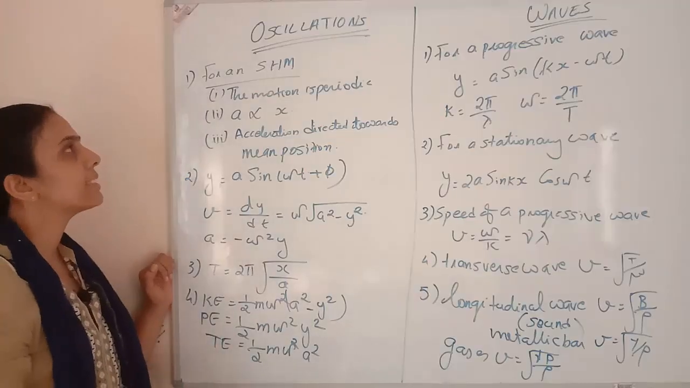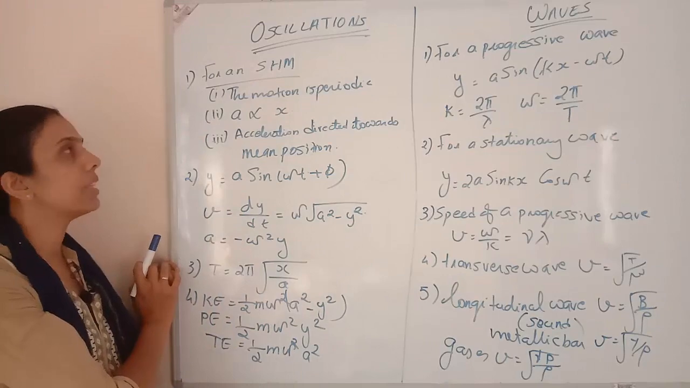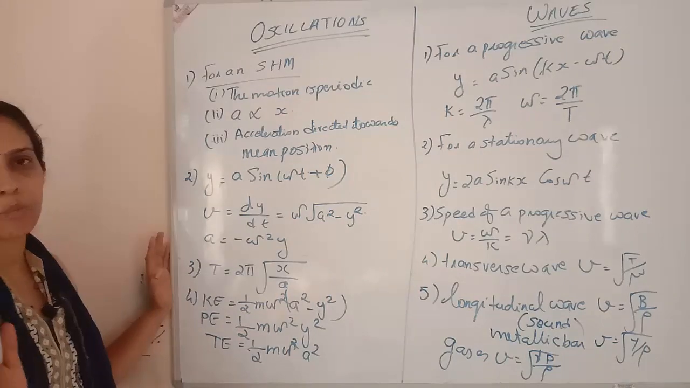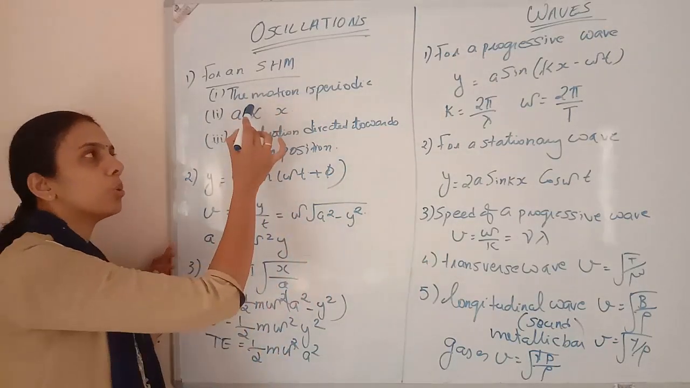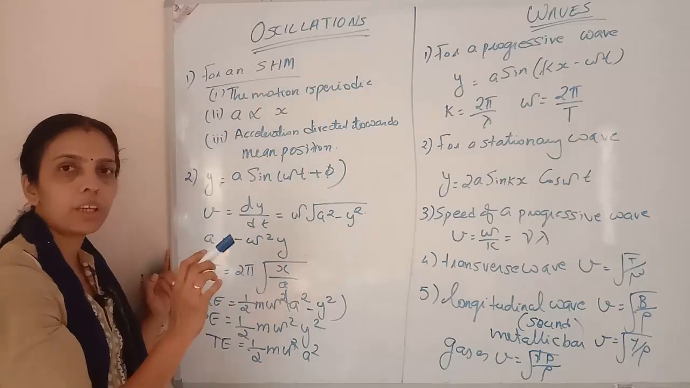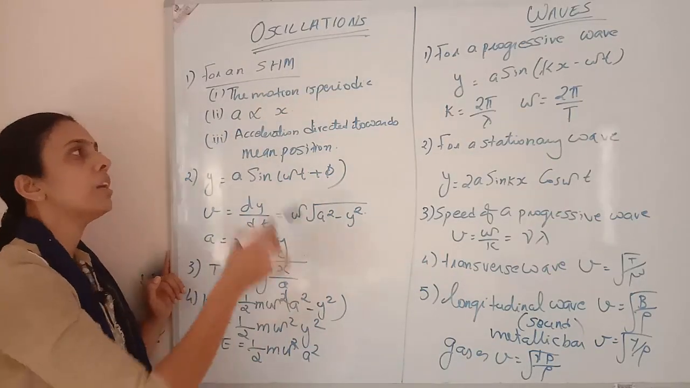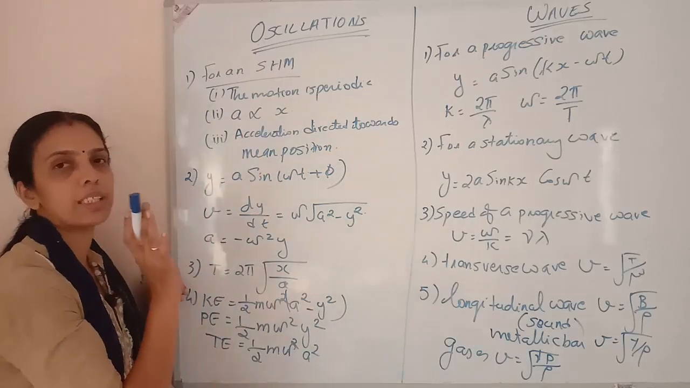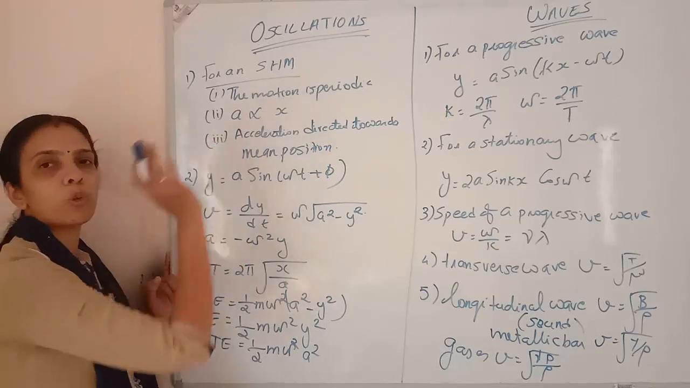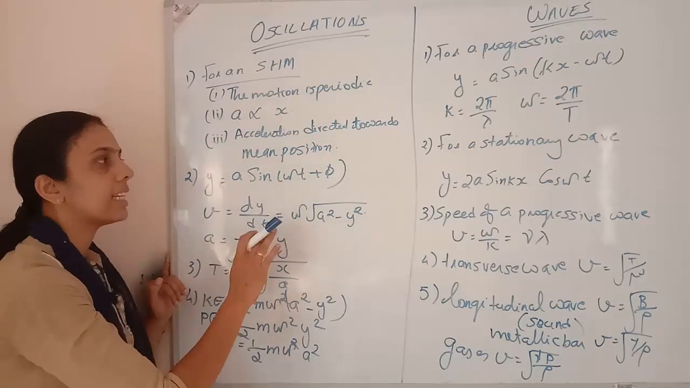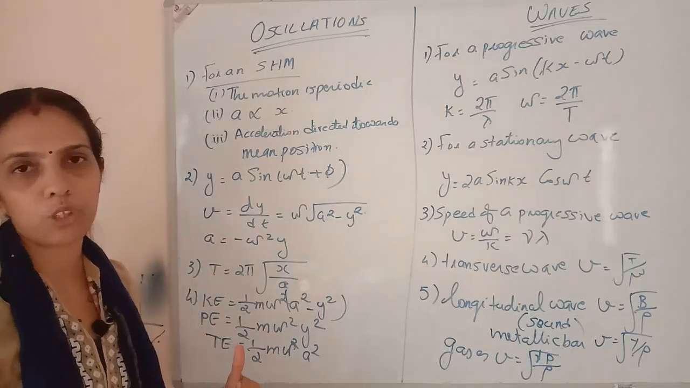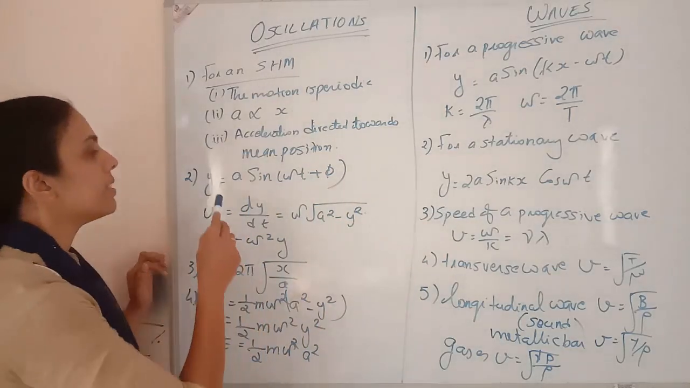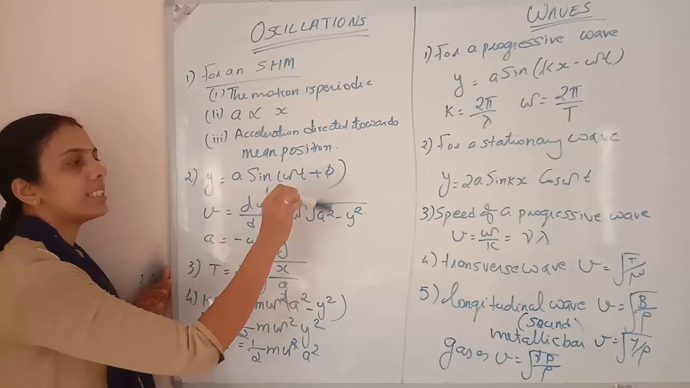Clear? So next is the oscillation chapter. In the oscillation chapter, the main topic is SHM, simple harmonic motion. About SHM, you should know it is a periodic motion, but its acceleration is directly proportional to the displacement, and the acceleration is directed towards the mean position. See here, y equals a sine omega t plus phi.